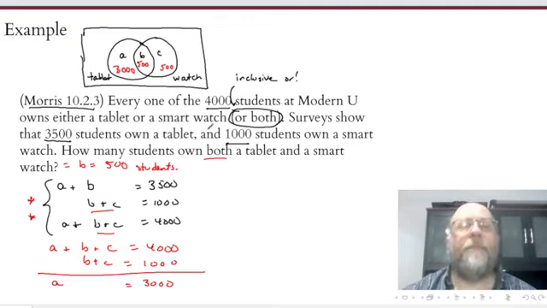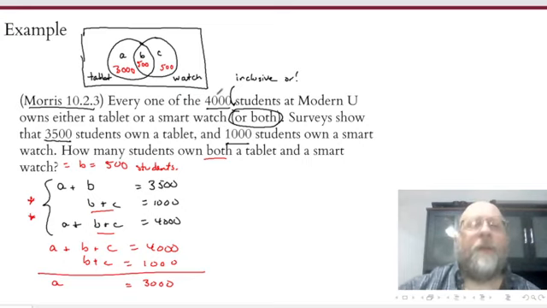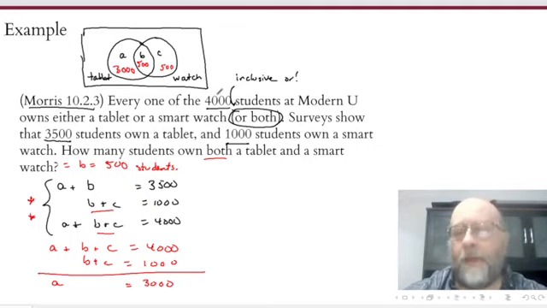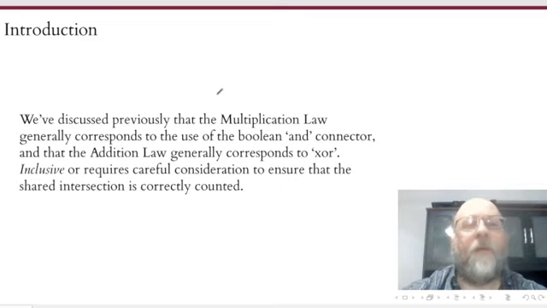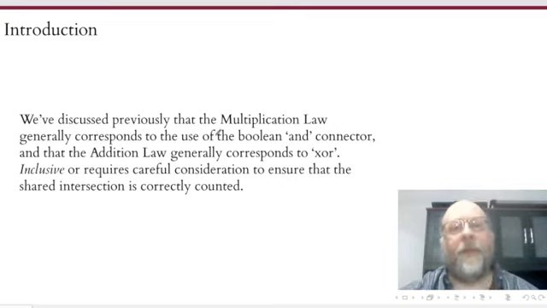All right. What we're going to see today is an alternate way of handling the inclusive or without having to draw a Venn diagram. And so this is called the inclusion-exclusion principle. So we've dealt previously that multiplication corresponds to and, addition corresponds to XOR, and inclusive or requires that we do something different because of the shared intersection and make sure we don't double count it.